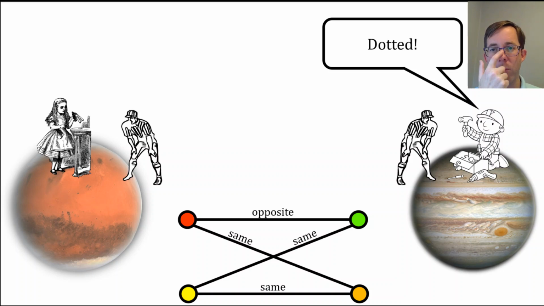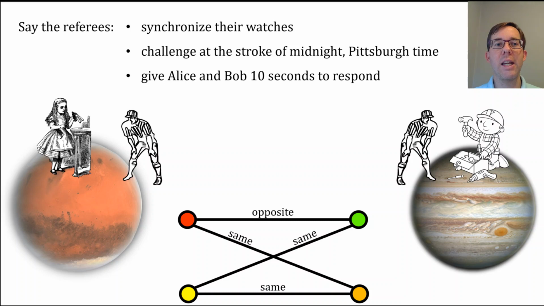And I actually want to specify a few more things. So I want these two challenge responses to happen at basically the same time. Okay, so let's say the referees synchronize their watches when they're still on Earth, and they both agree they're going to issue their challenge and flip the coin at the stroke of midnight Pittsburgh time, and so they'll do it more or less at the same time. And then they're going to demand that Alice and Bob respond quite promptly, let's say within 10 seconds. Now, why am I saying all this stuff about time? Well, the reason is we want to make sure that Bob and Alice are acting completely independently.